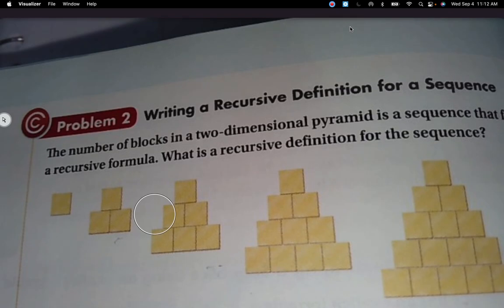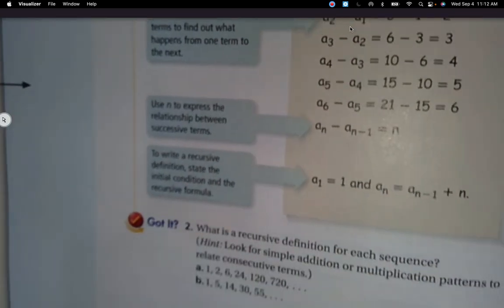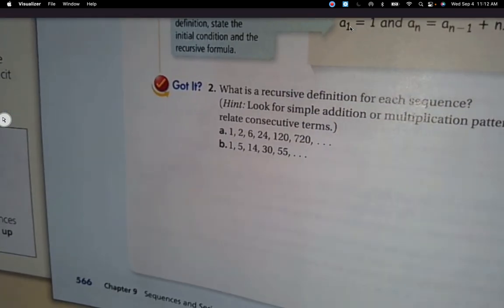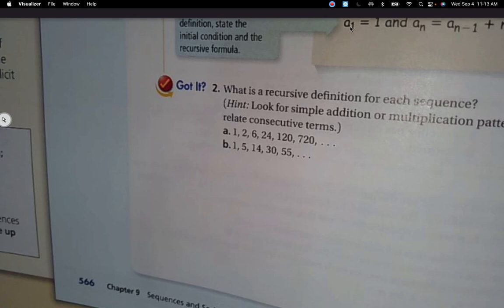Recursive formulas. Yeah, I got that one right. You work it out with some crazy reasoning. Let's try another one.